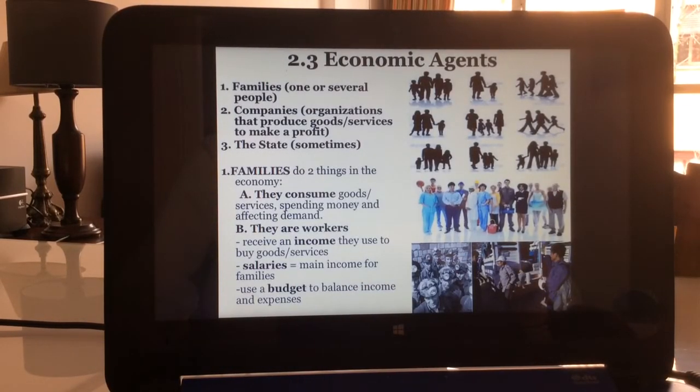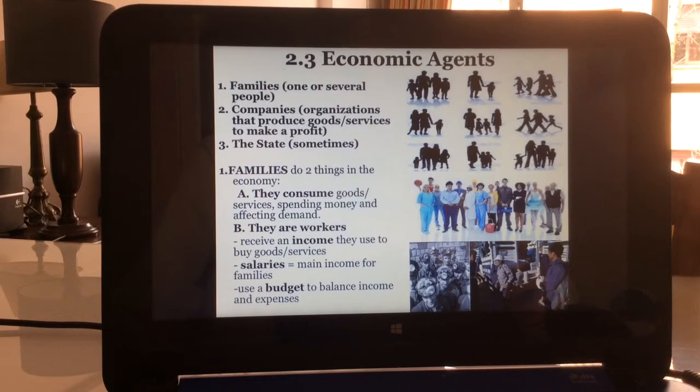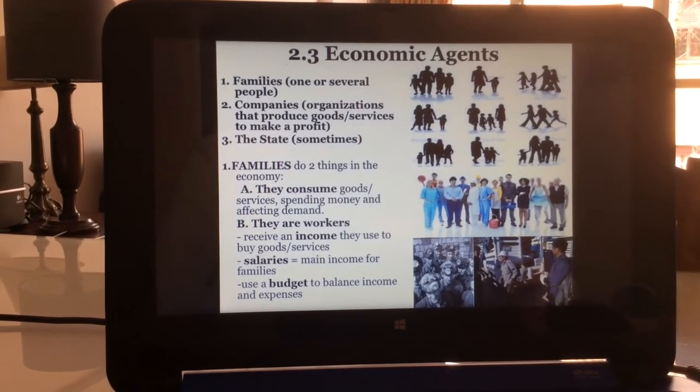All right, more definitions. These are simple. Economic agents are actors in the economies. Basically, we've got families, companies, and the states. Families are considered one or several people. If you share incomes and expenses, you're a family.